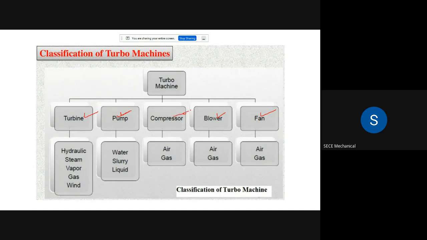Apart from turbines and pumps, there are some other turbo machines. A compressor is also one kind of turbo machine. Blowers, air blowers or drafts as they are called, are also a kind of turbo machine. A fan, turbo fan or turbo prop is a kind of machine where these turbo fans and blowers deal with air and gas.